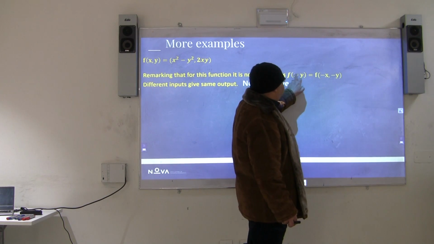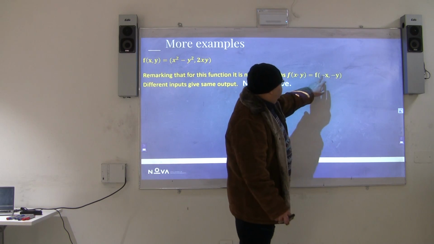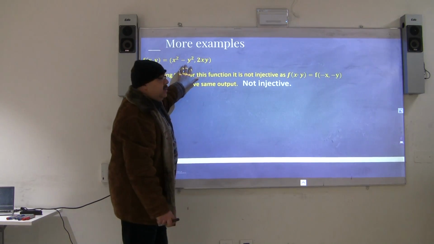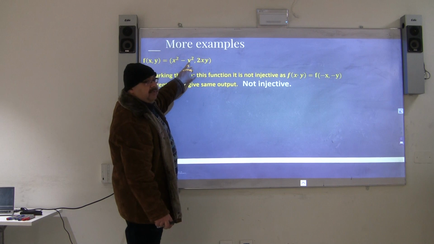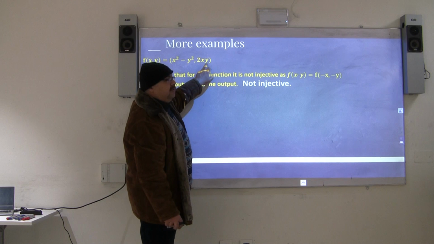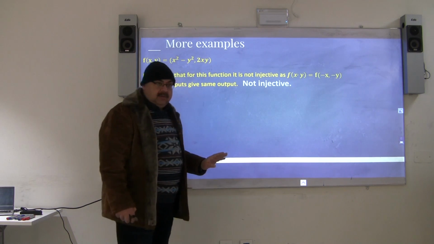If you have f of x and y, f of negative x and negative y, let's make a substitution for x and y. This is the shape. Let's use negative x and negative y. What's going on? Negative x to the power of 2 is x squared, negative y to the power of 2 is y squared. So it's still the same. Negative x times negative y will be positive x times y. So this means it is not injective.